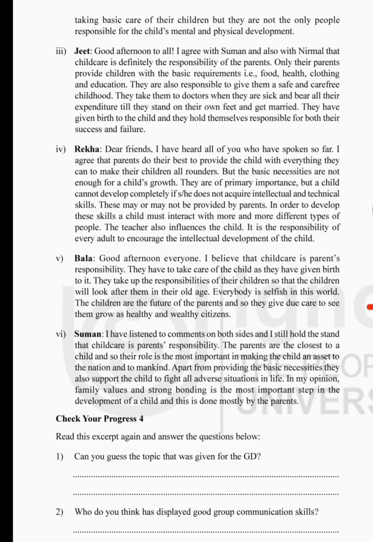Rekha. Dear friends, I have heard all of you who have spoken so far. I agree that parents do their best to provide the child with everything they can to make their children all-rounders. But the basic necessities are not enough for a child's growth. They are of primary importance, but a child cannot develop completely if he does not acquire intellectual and technical skills. These may or may not be provided by parents. In order to develop these skills, a child must interact with more and more different types of people. The teacher also influences the child. It is the responsibility of every adult to encourage the intellectual development of the child.